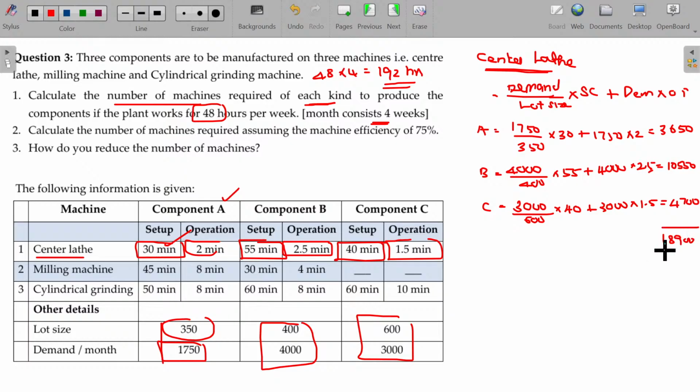18,900. Now you can convert. Either you can convert everything into minutes or hours. So I will convert this into minutes. Come on, tell me the minutes. 192 into 60. 11,520.